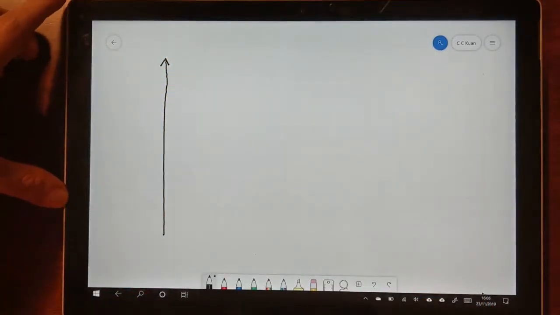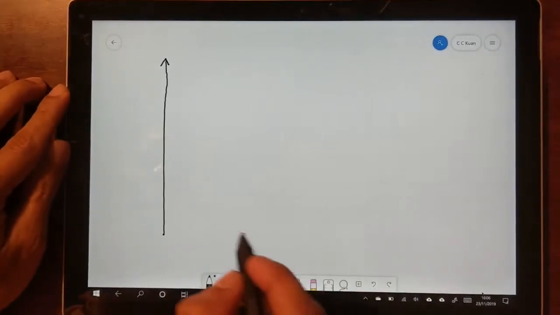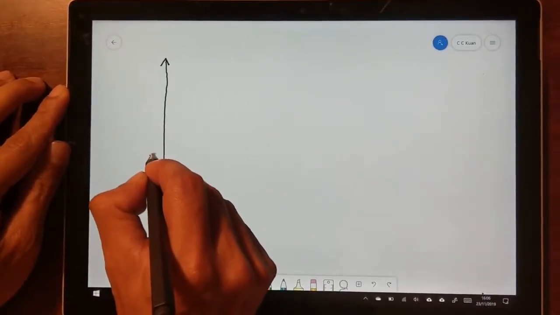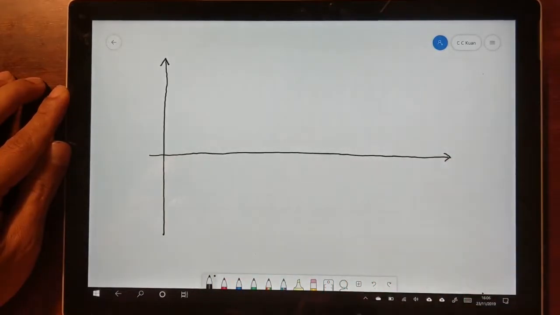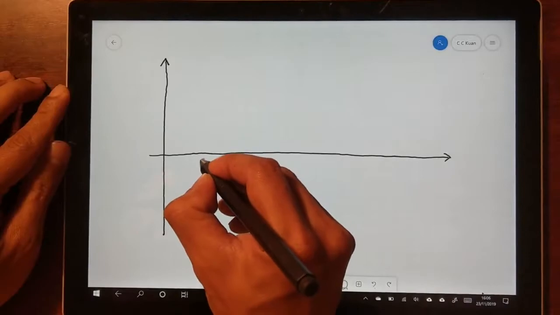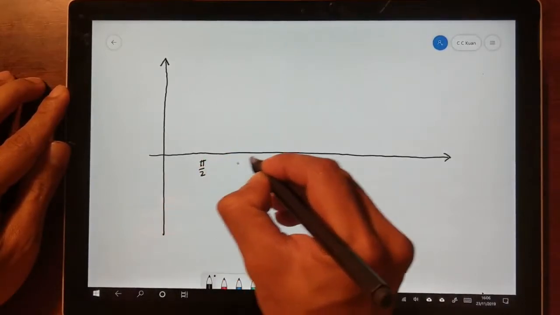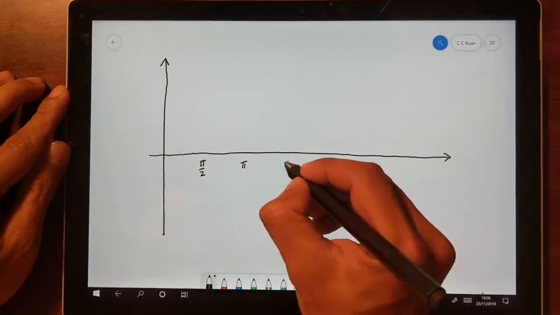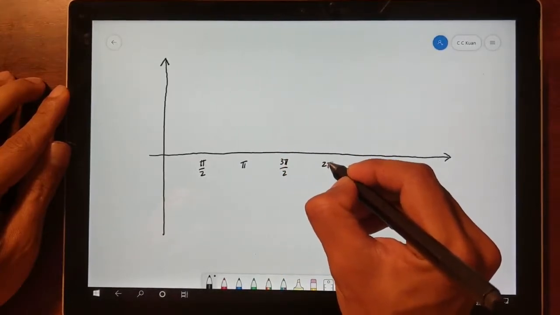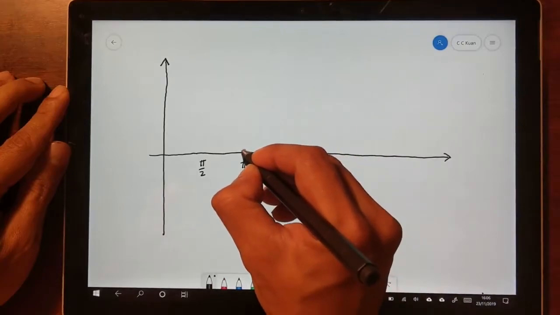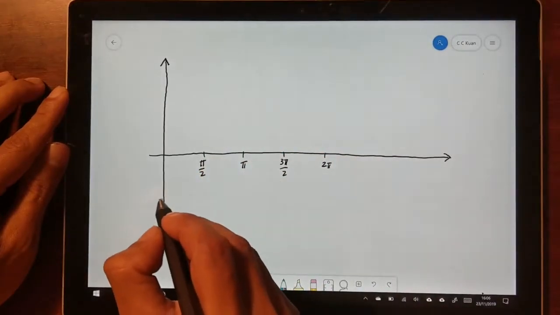Okay, what's not so handy is my ability to draw straight lines. But never mind. Let's draw that. So let's call this pi over 2, pi, 3 pi over 2, and 2 pi. Okay, it's easy enough.